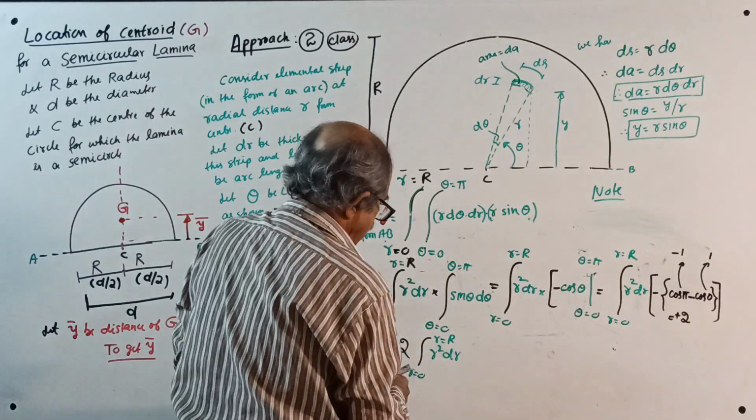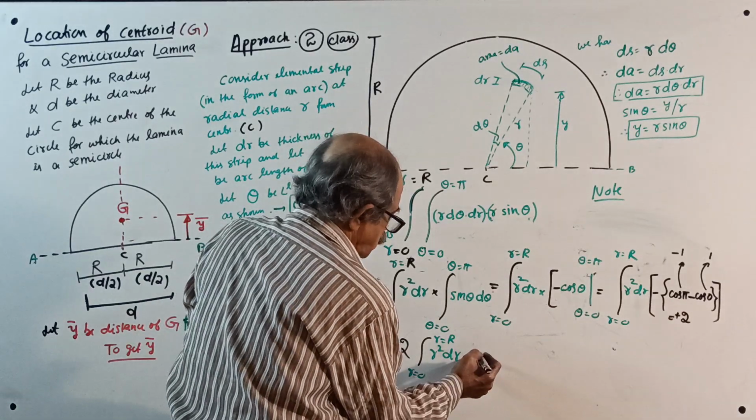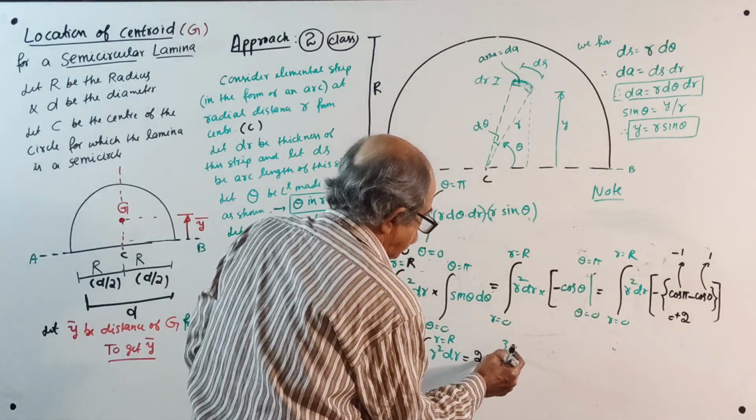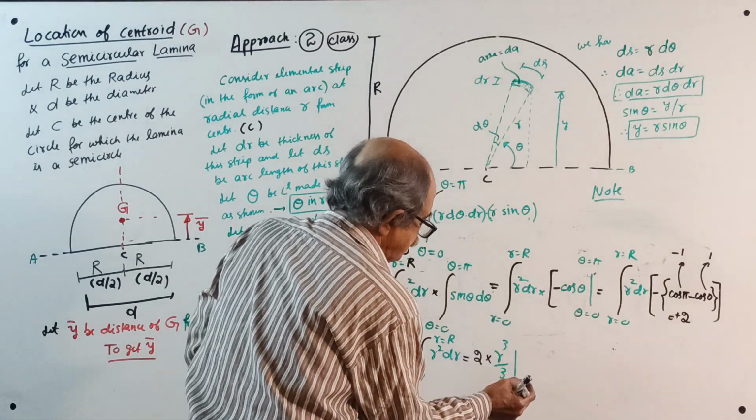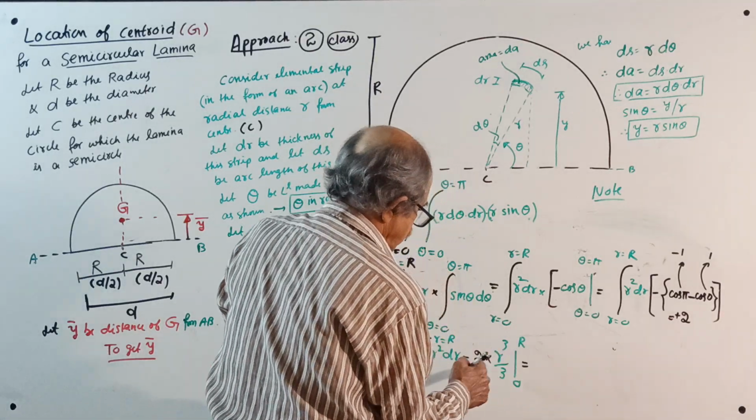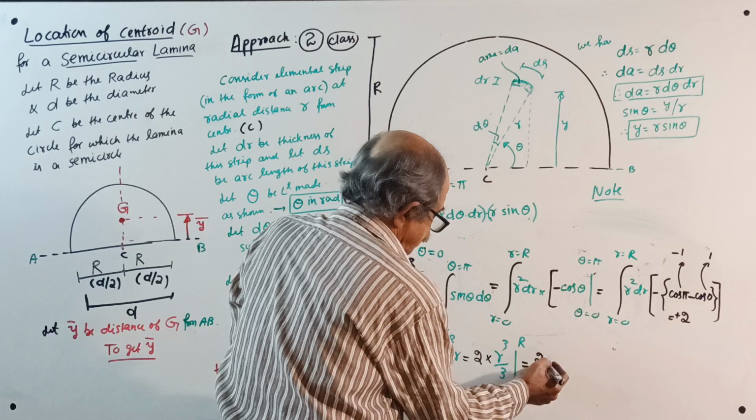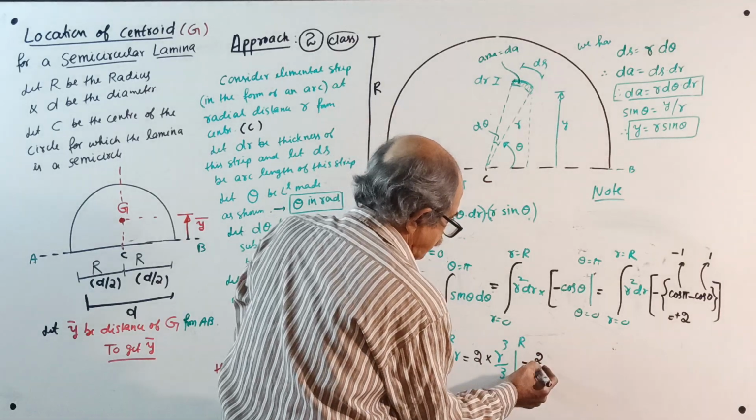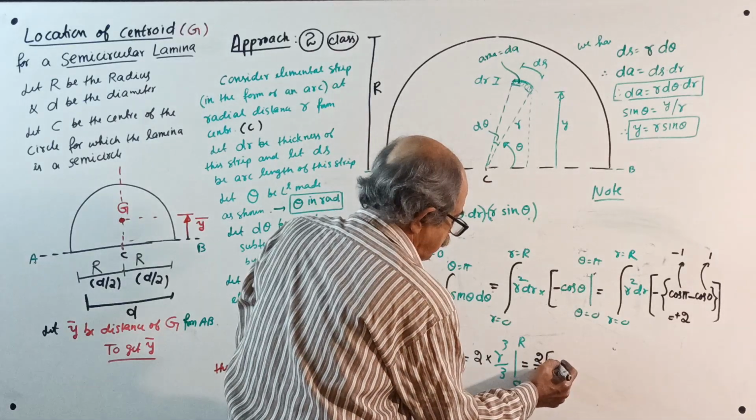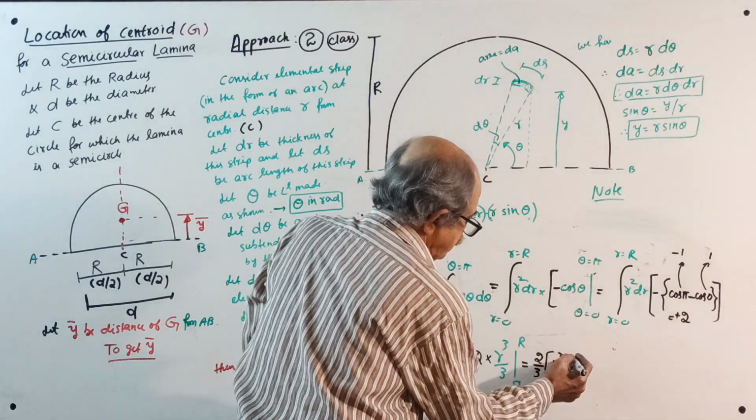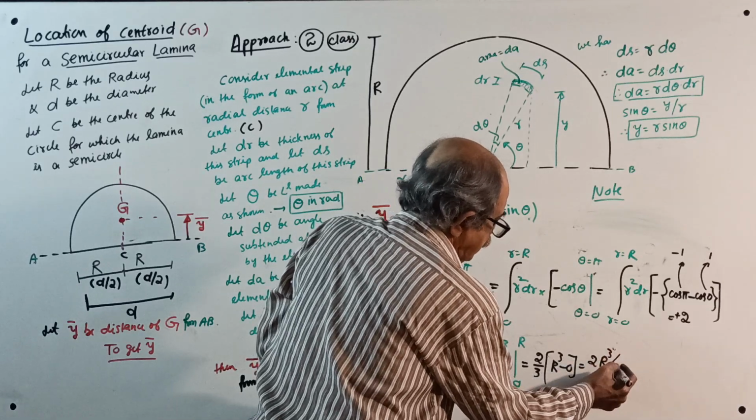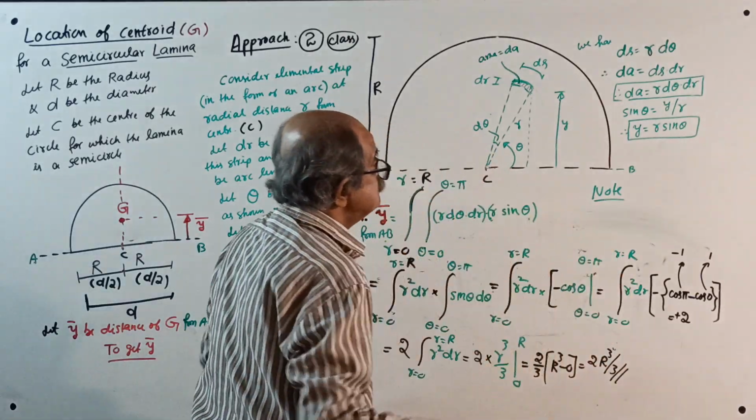R square dr, or equal to 2 times of r square becomes r cube by 3, from 0 to r, or equal to 2 times 2 by 3 times r cube minus 0, or 2r cube divided by 3 is the numerator.